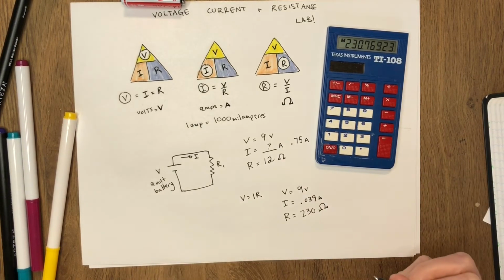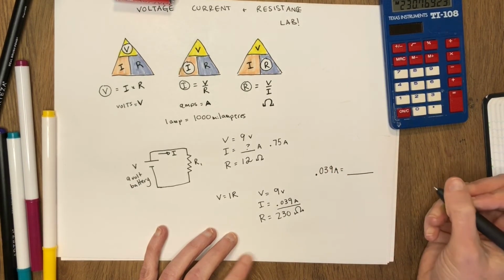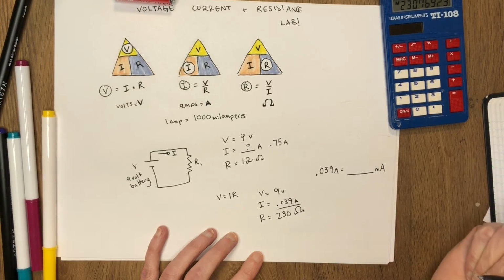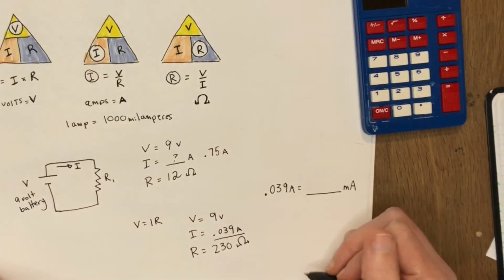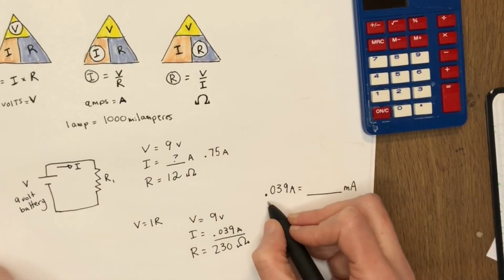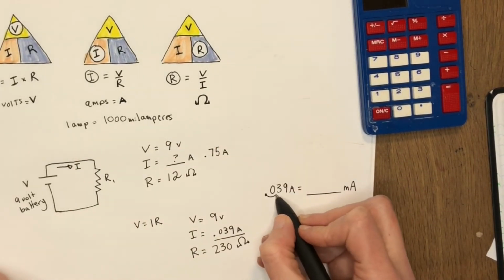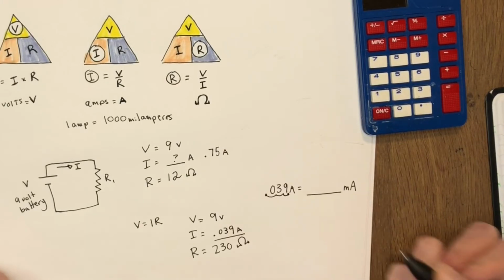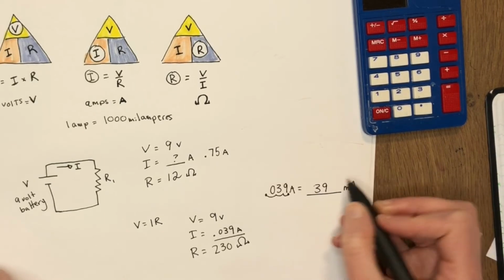Now, this is measured in amps, and many devices that we use are actually measured in milliamps. So let's go back to this idea of 1 amp equaling 1,000 milliamps. If we want to convert, this should take you back to the 6th grade conversions. Really straightforward. You're just moving the decimal place over 3 places. So go ahead and move that decimal place over, and that's going to give you 39 milliamps.